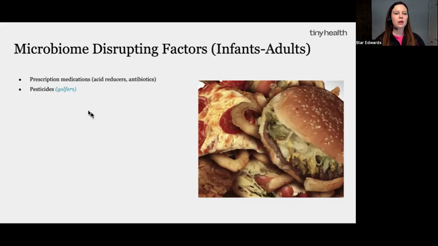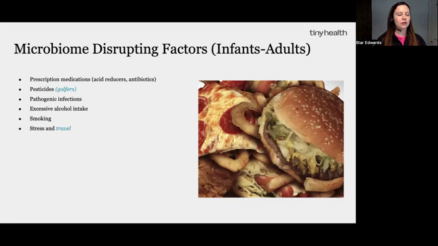Pesticides, and I want you to think about your golfers. Your hobby golfers, your professional golfers, they are exposed to an enormous amount of pesticides. And pesticides act as antimicrobials in the microbiome, killing off some of those beneficial bacteria. Also, pathogenic infections, excessive alcohol intake. Alcohol can act as an antimicrobial in the microbiome as well. Smoking, stress, and travel. Again, for your professional athletes, they may have a lot of travel in their schedule, and this, coupled with possibly poor diet from the travel and stress, can be very hard on the microbiome as well. Lack of sleep, intense exercise, or lack of exercise.